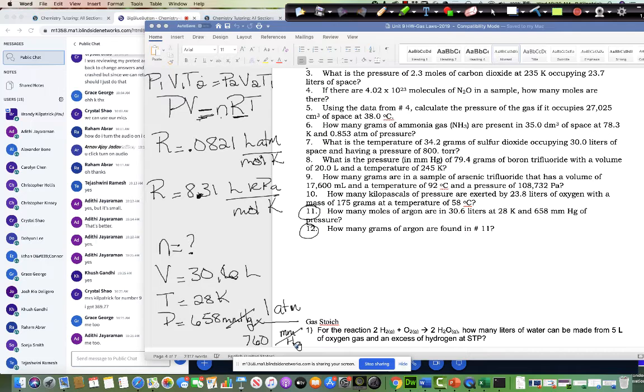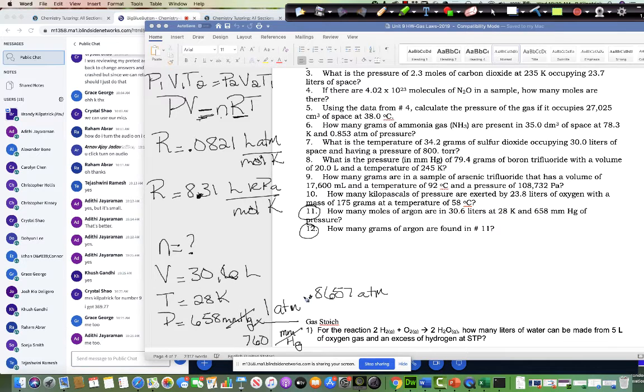I don't really expect you guys to memorize those conversion factors. Those will be given to you, so you should not have to memorize that. So 658 divided by 760, that's going to give me 0.8657 atmospheres.